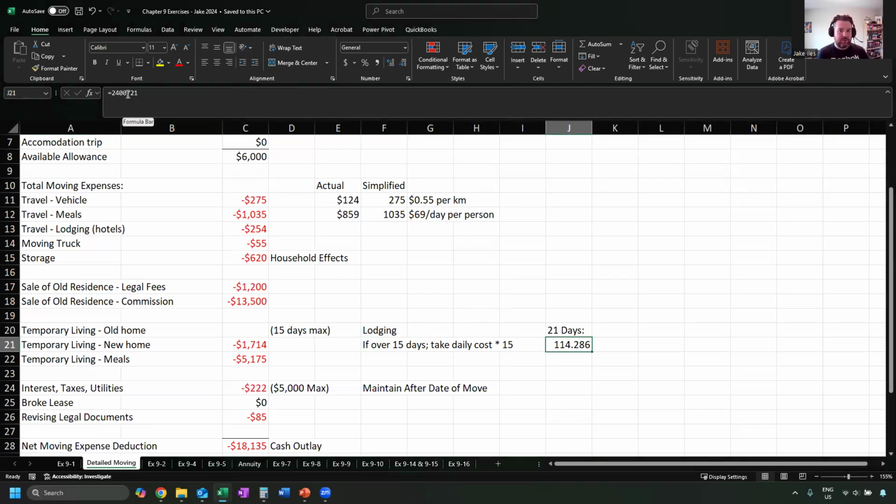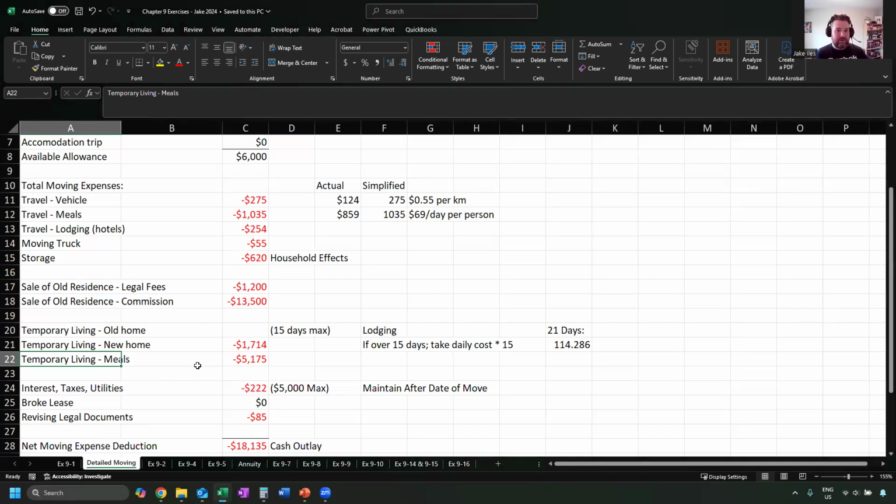So if the total fees were $2,400 and we stayed for 21 days, that's $114 per day times 15 days is $1,714. So that's what we picked. Usually hotels will give you a daily rate. So if your hotel fee is $120 per night, you can just take that 120 times the number of days you stayed, up to 15. What I want to elaborate on is meals.